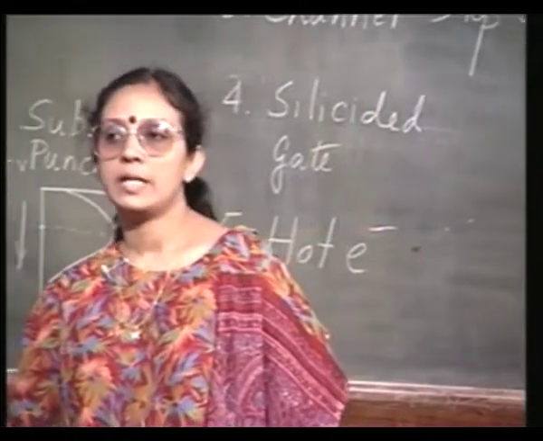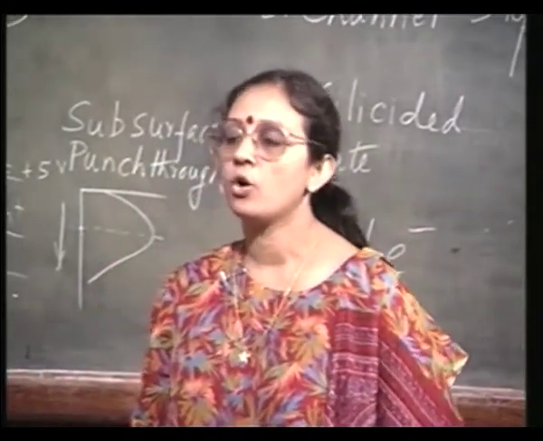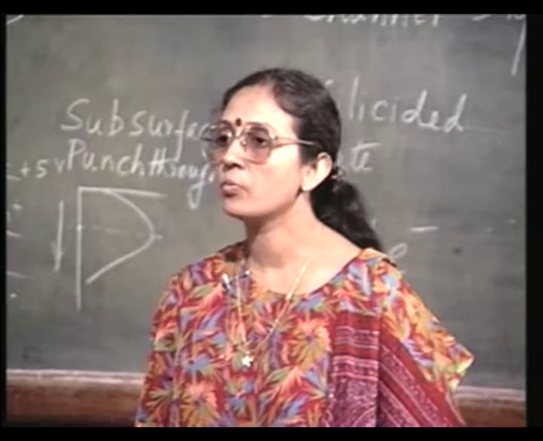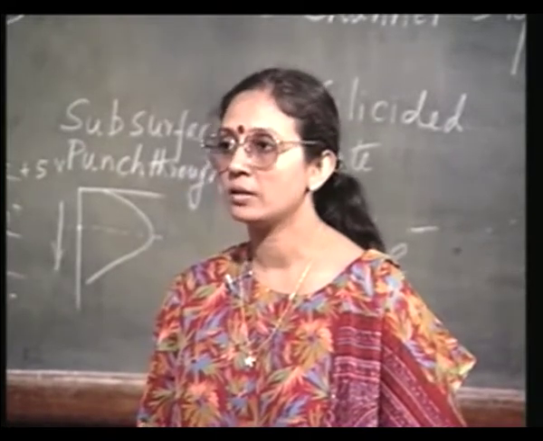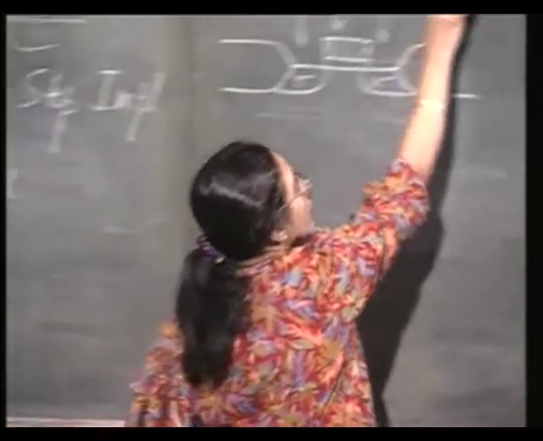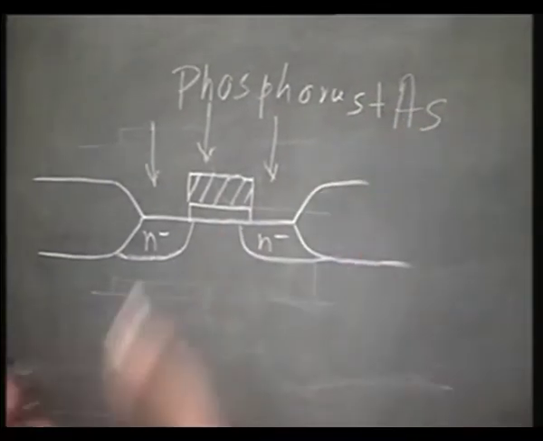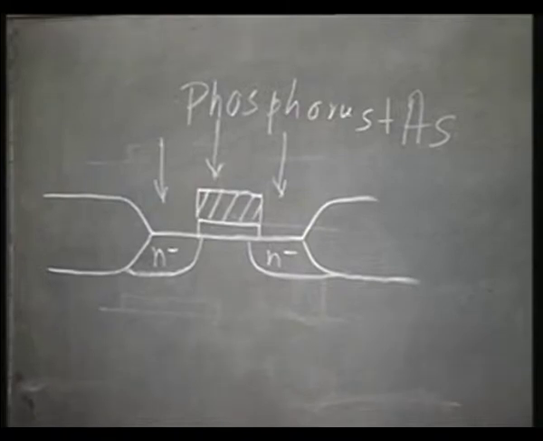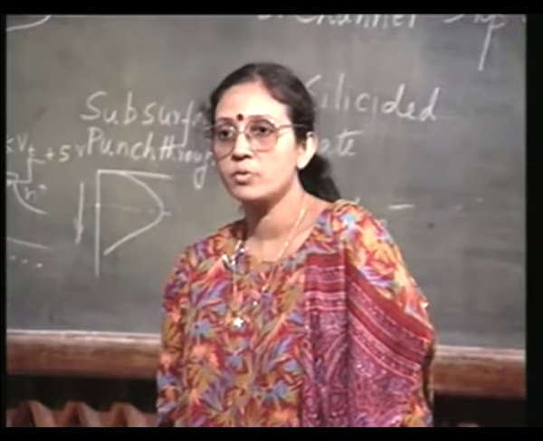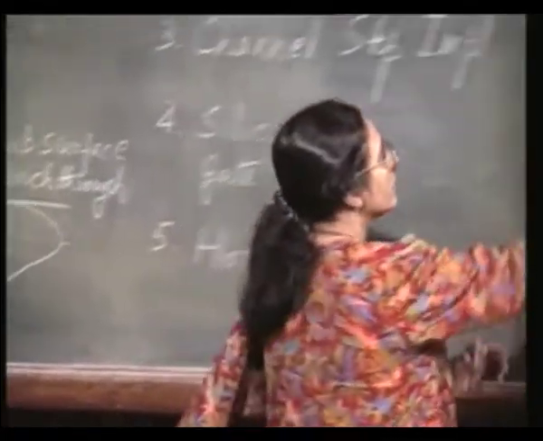This kind of lightly doped drain structure can also be realized if you use double implantation through the same window, one with phosphorus and the other with arsenic. That is, in the first step itself, if through the same window you have phosphorus plus arsenic, then you see phosphorus will diffuse more. Phosphorus has a larger RP, phosphorus will diffuse more. So, what you have is essentially this.